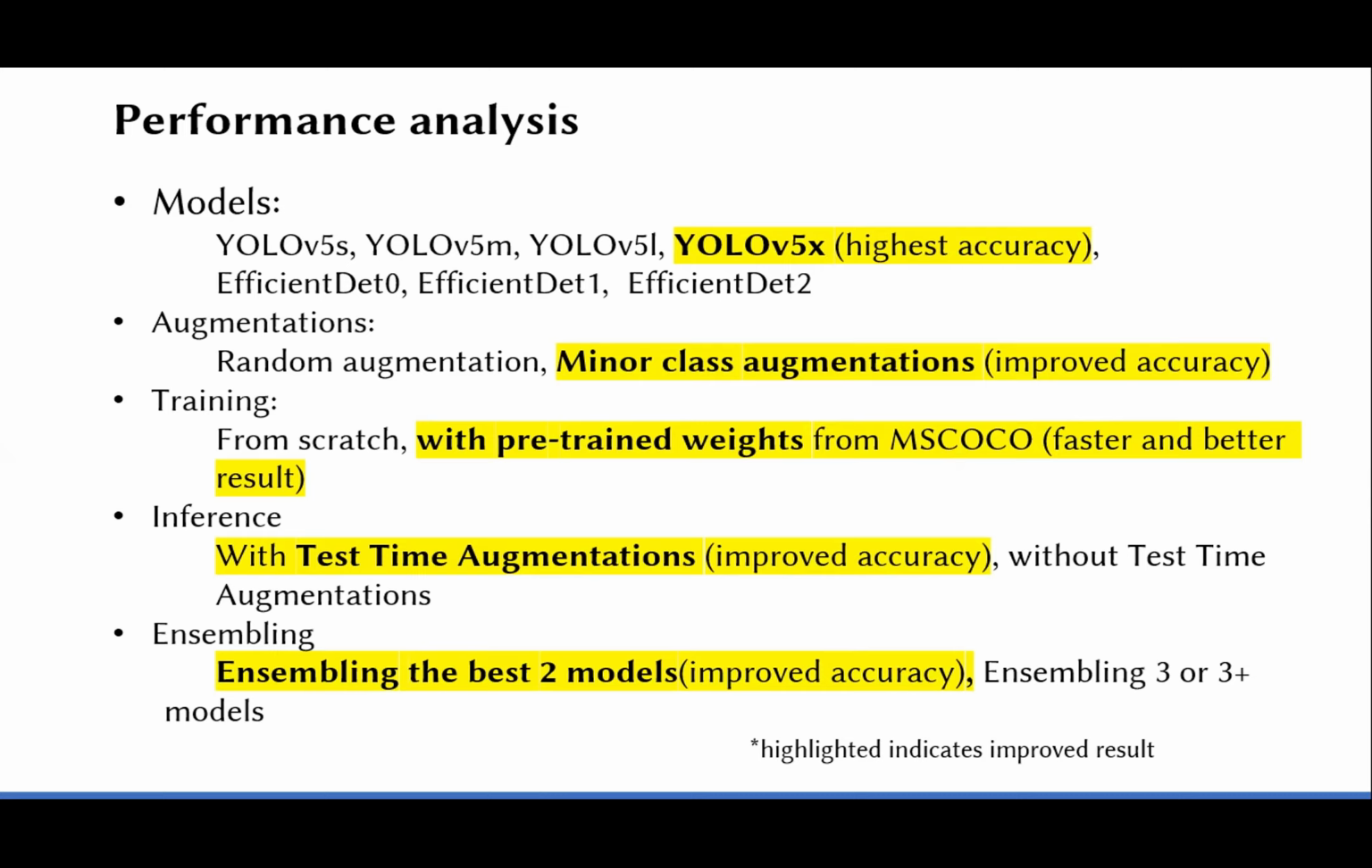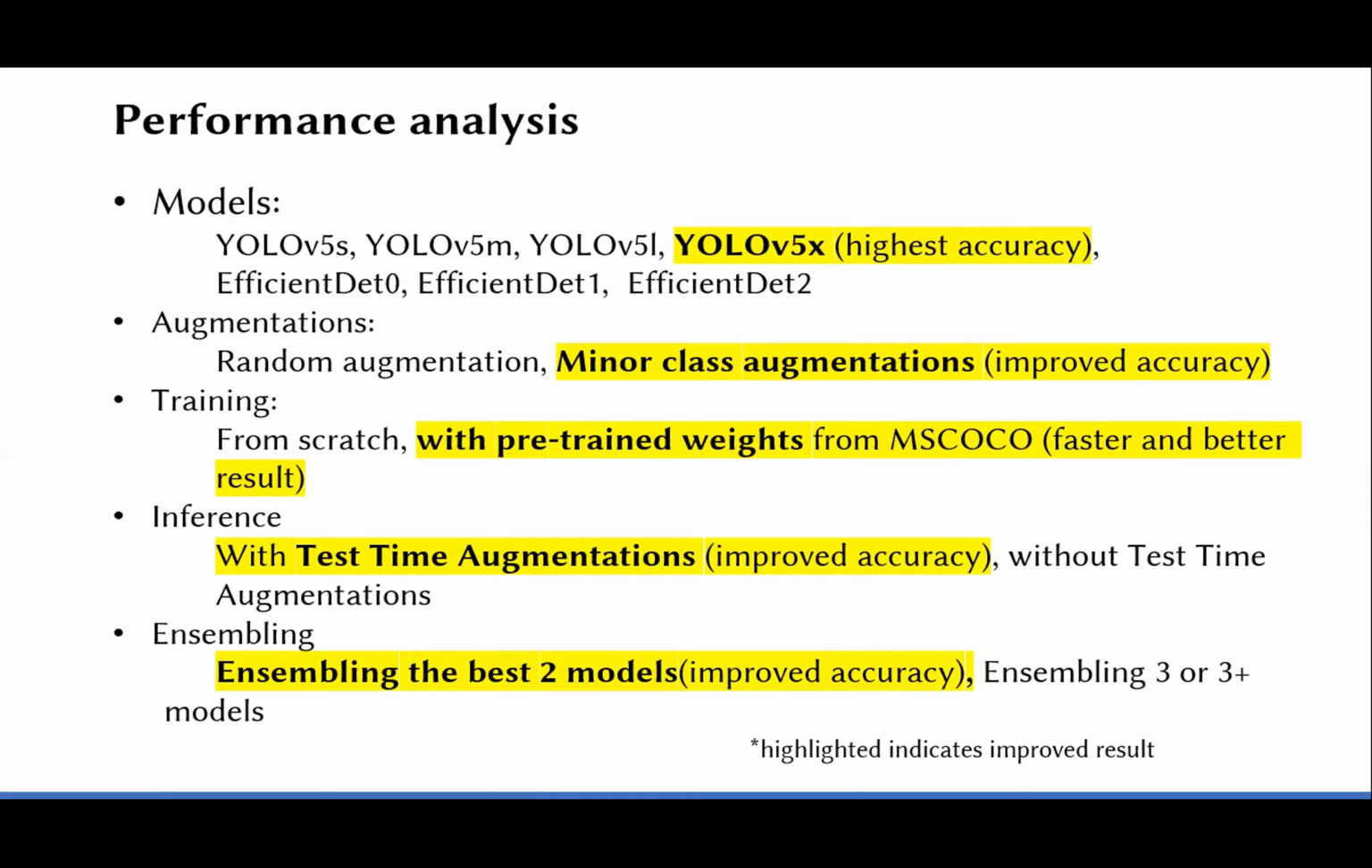Augmentations we did, we also tried random augmentations and augmentations for minor classes. Augmentations for the minor classes proved to be very efficient and improved our accuracy. In training, we tried training from scratch and training from pretrained weights. When we tried training with pretrained weights, it was faster and the results were better. And in case of inference, with test time augmentations applied, our model performed better.